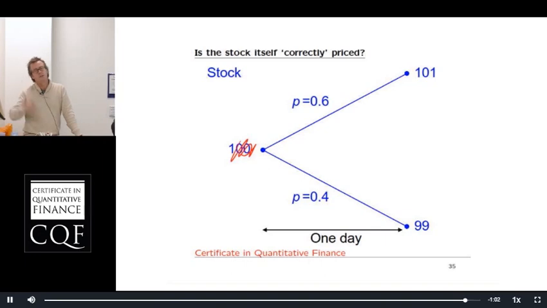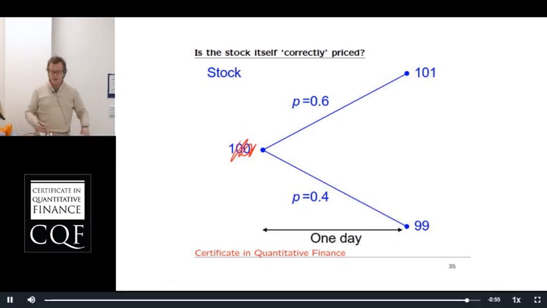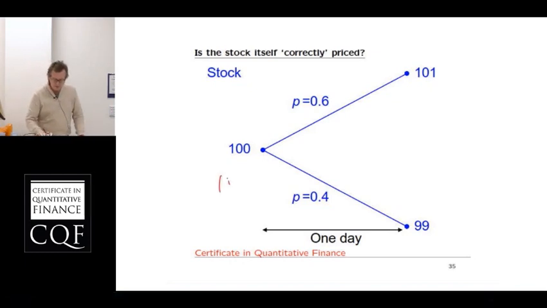Your incorrect expectation calculation. What's 0.6 times 101 plus 0.4 times 99? It's 100.2. The easy way to do that is to forget the hundreds. It's just 0.6 times 1 plus 0.4 times minus 1. And the answer is 100.2.